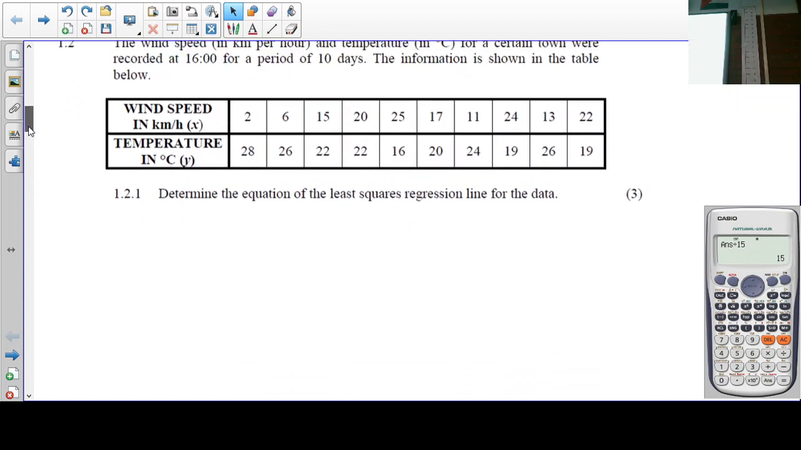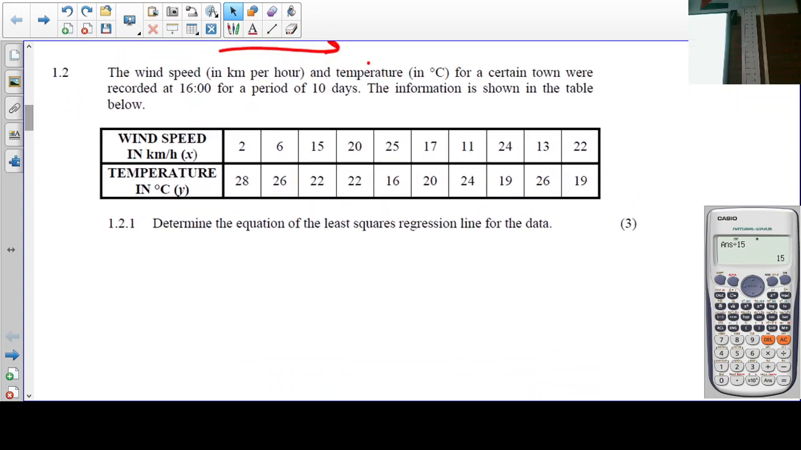Now in question 1.2, we are told that the wind speed in kilometers per hour and temperature in degrees Celsius for a certain town was recorded at 4 o'clock, or 1600 hours, for a period of 10 days. The information is shown in the table below. So we've got wind speed in kilometers per hour. The first question says determine the equation of the least squares regression line.